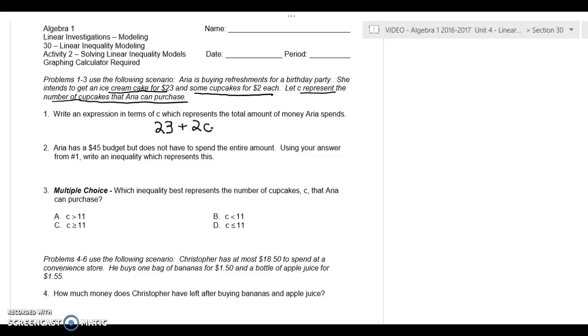In question 2, she's got a budget of 45, but she does not have to spend the entire amount. So $45 budget, does not have to spend the entire amount. So we can say she spent 43, 41, who knows? But we're going to say less than or equal to. She can't spend more than 45, but she can definitely spend less. Use your answer from number 1. Write an inequality which represents this. So we have 23 plus 2C is less than or equal to our budget, which is 45.